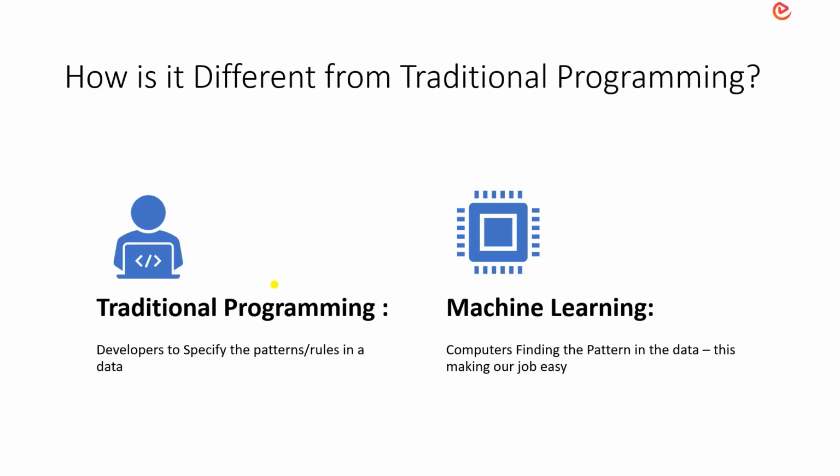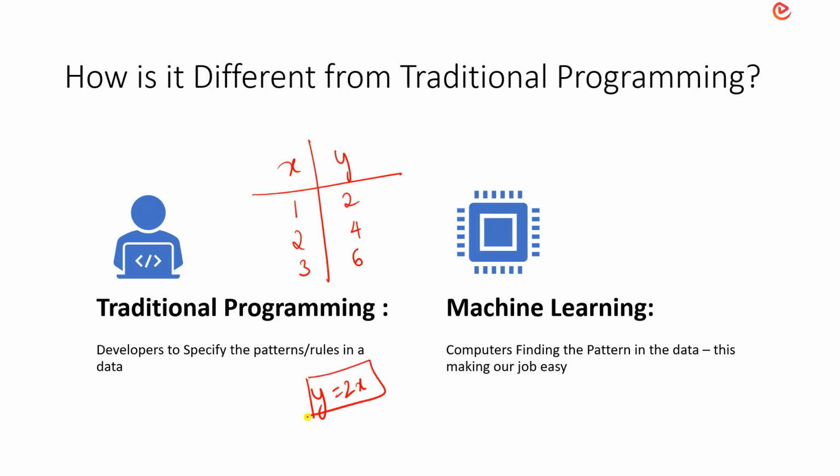To help you with the understanding, let's assume I have some pairs of values of x and y like this. So x is 1, y is 2; x is 2, y is 4; x is 3, and y is 6. This is the pair of values that I have with me. Now, for these values, if I want to write a program as a developer, I will say, hey, the relationship between x and y is y equal to 2x. So this is the relationship that I have for my input and the output.